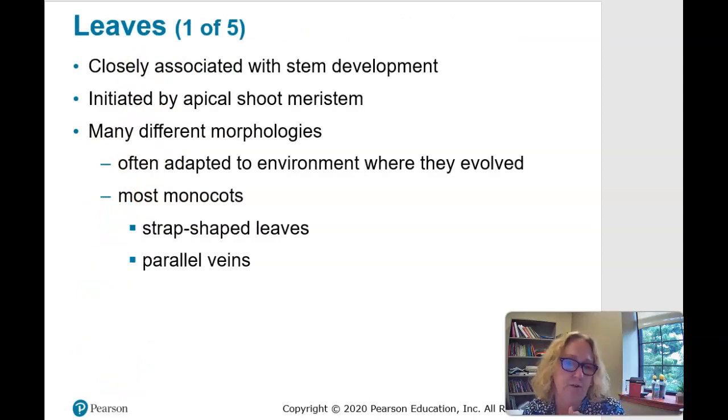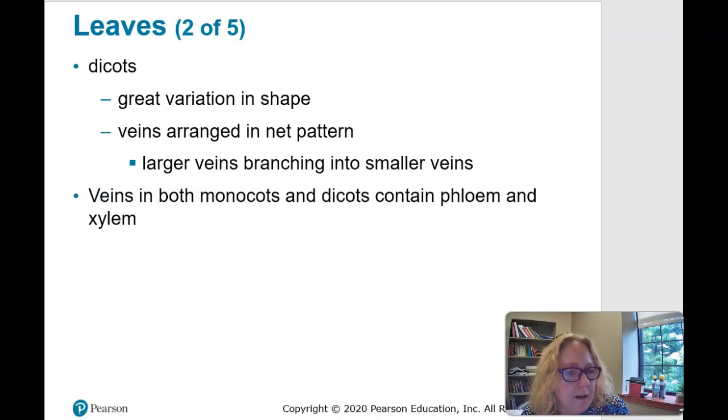The leaves are closely associated with stem development, initiated by your friend and mine, the apical meristem. Yay, apical meristem. That's very exciting. There's all kinds of different leaves. This is mostly how we identify plants. Does it have parallel veins? Does it have veins like this? Is it alternate or opposite? All kinds of interesting things are there with the leaves, and they're adapted to environments and the amount of sun they get, and leaves are the best part of plants, really.